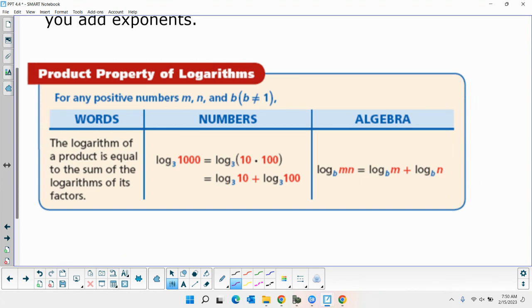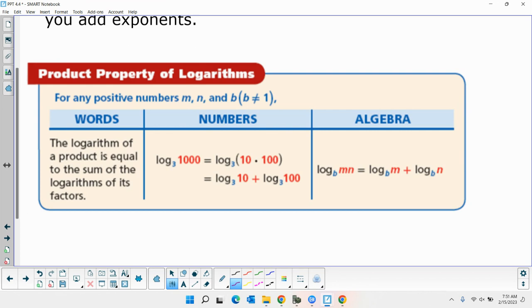So when you see multiplication of things and you want to expand it, we're going to turn it into addition. If we see addition of logs and we want to condense them into a single log, we're going to multiply them. Okay? And again, the bases will be the same. Base 3 or base 5, or it might be a regular log or a natural log. Okay? What's the base for a natural log again? E, right?